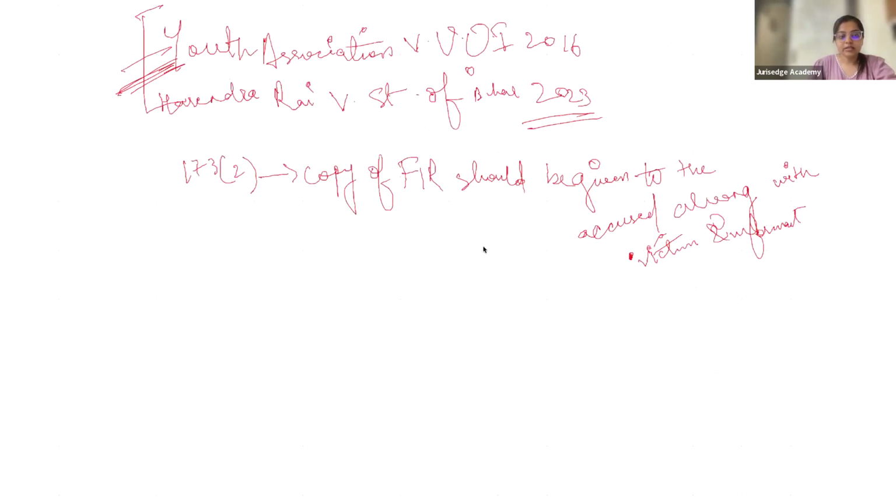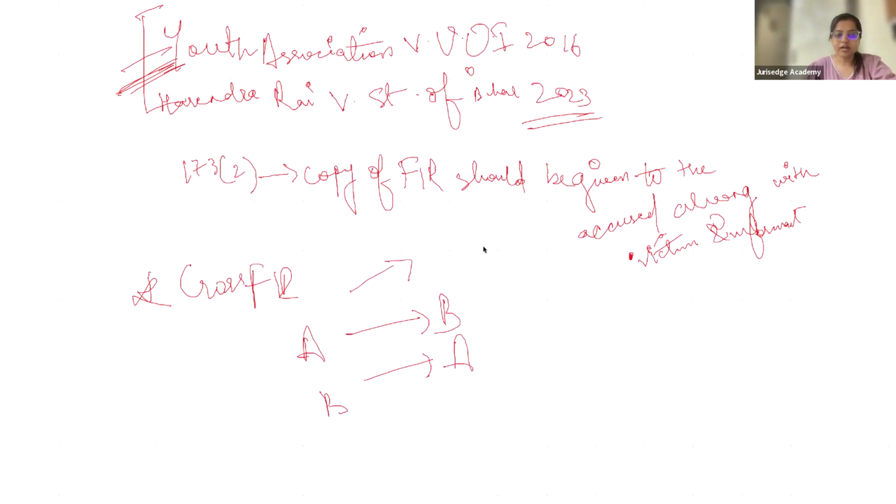Just one thing, cross FIRs was the last point. Cross FIRs: in case A files an FIR against B, B also files an FIR against A. Two persons caused grievous hurt to each other, where A's bone was fractured and B's eye was wounded. So A filed an FIR against B, and B also filed an FIR against A.